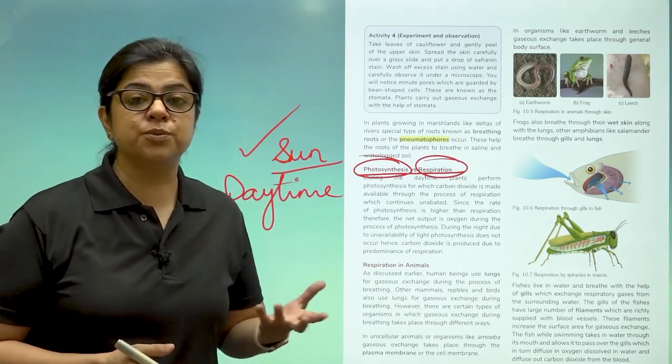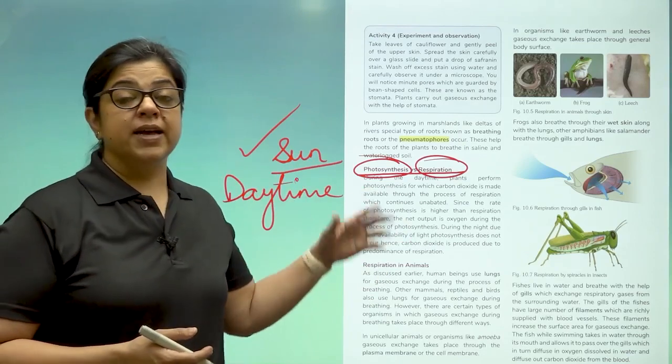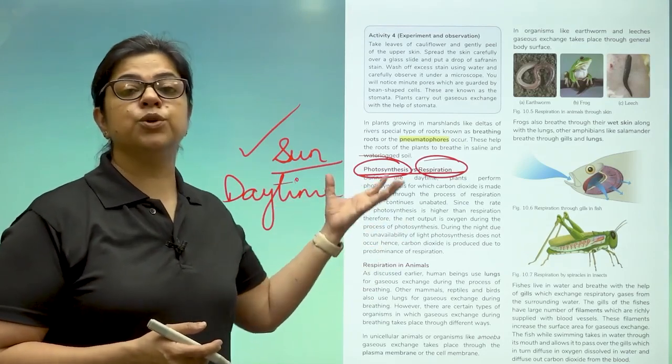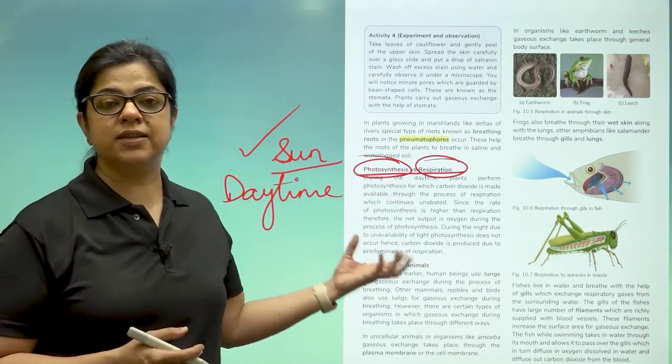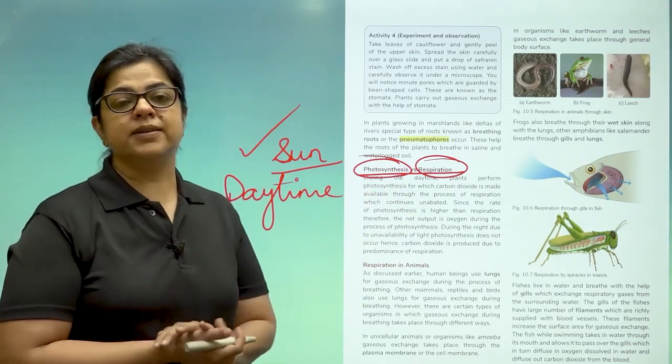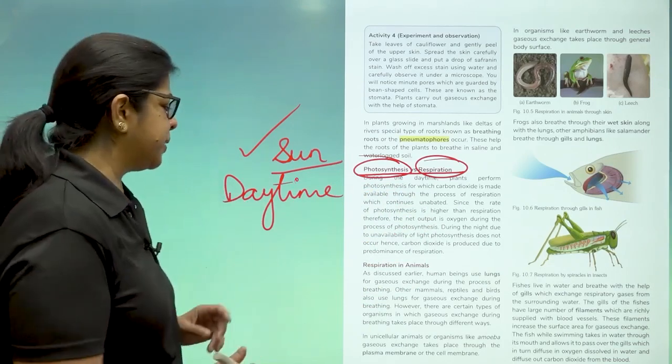There is no oxygen being produced. There is only carbon dioxide that is produced. This is the reason why you are told not to sleep under a tree at night, because it is releasing more carbon dioxide. There is no other superstition related to that.